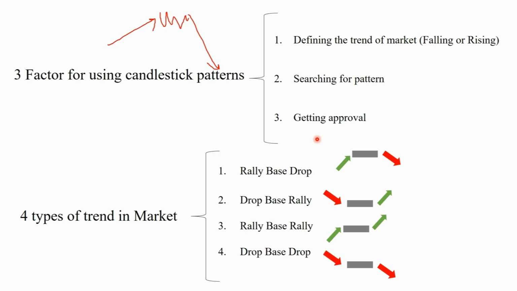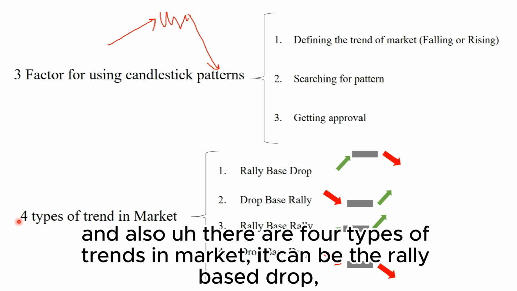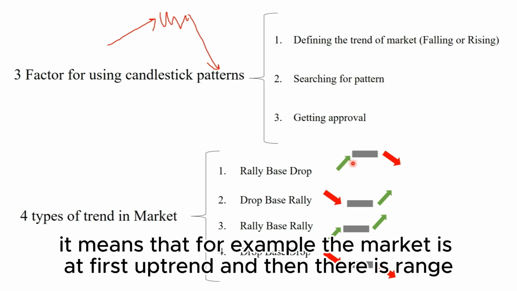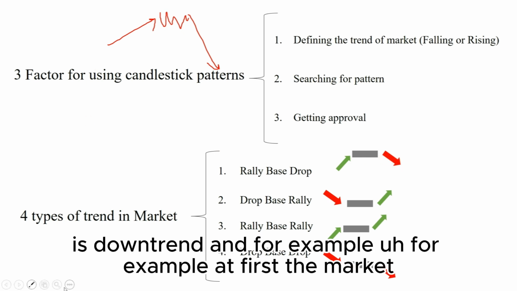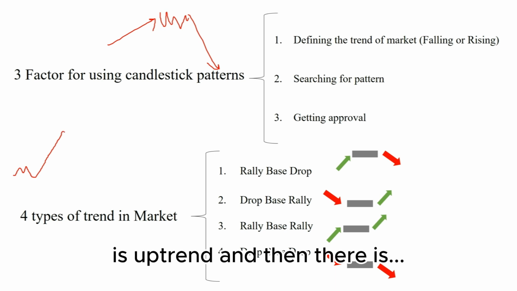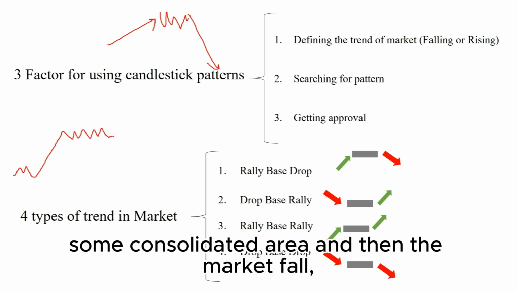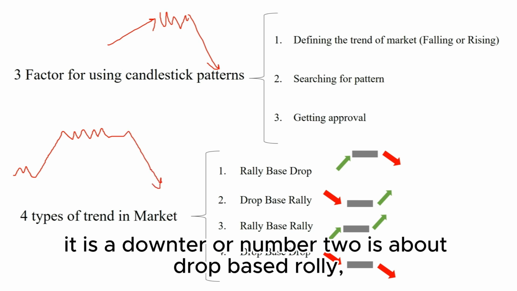And also there are four types of trends in the market. It can be the rally based drop. It means that, for example, the market is at first an uptrend, and then there is a range or side or consolidated area, and then it's going to fall, and the market is in a downtrend.